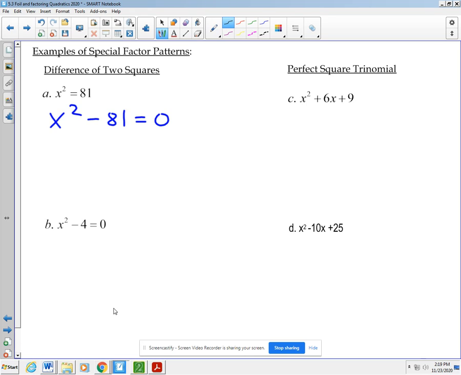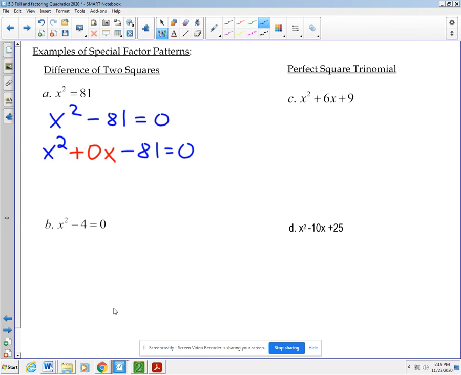All I did is I put 81 on the other side. Did you notice that the middle term is missing? Technically we should get x squared plus bx plus c, but you can always rewrite it this way: x squared plus 0x minus 81 equals 0. In other words, if the term is missing, it's technically 0x. So the linear term is 0x.